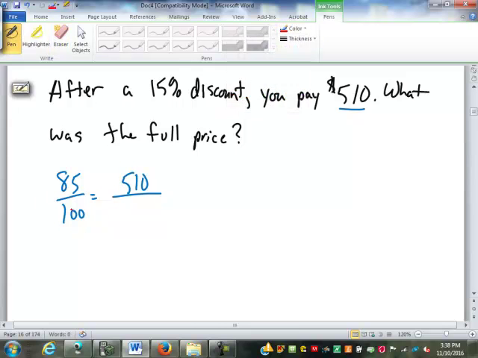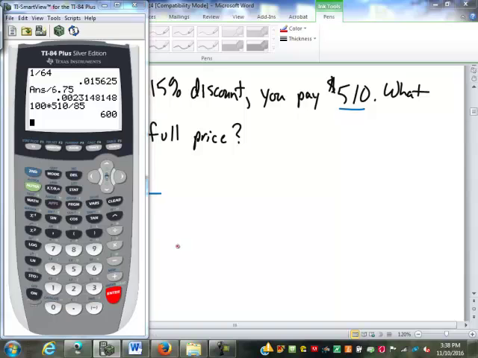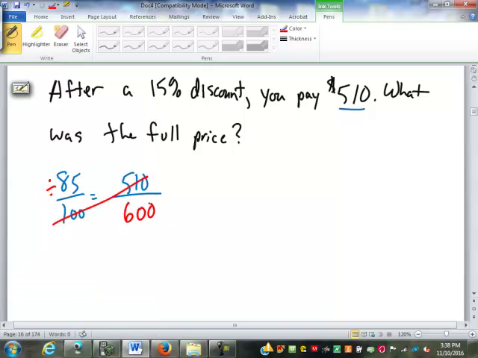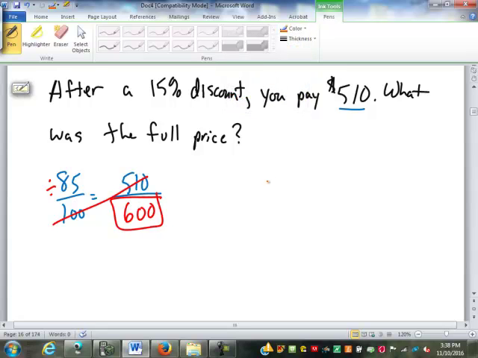So we can cross multiply and divide. 100 times 510 divided by 85, which is $600. So the full price would have been $600. Or, I like to use the table.